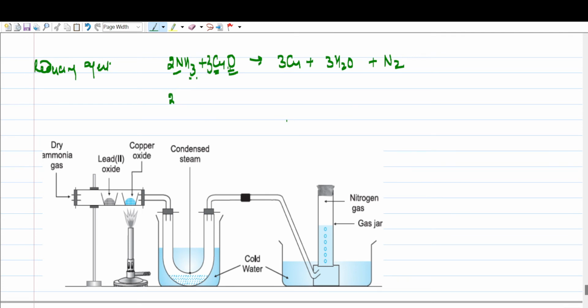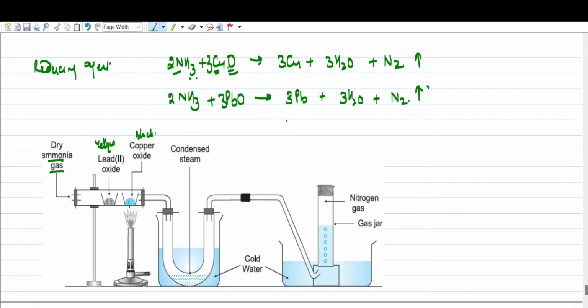Likewise we take ammonia gas and treat this with lead oxide. So same reaction, we will get 3 lead, 3 water and 1 molecule of nitrogen. So we can see this experimentally. It's a beautiful experiment. What do we do? We take a long glass tube. In this we take 2 containers. In the first one we place lead oxide, in the second one we place copper oxide. Now lead oxide is yellow in color, copper oxide is black in color, and we pass dry ammonia gas.